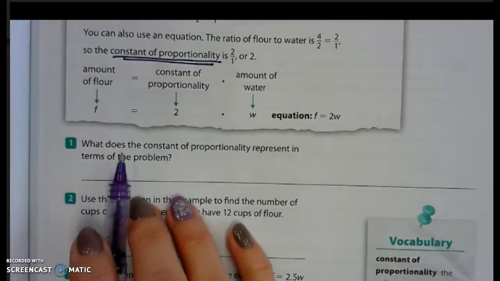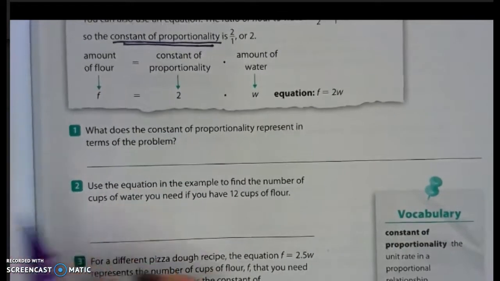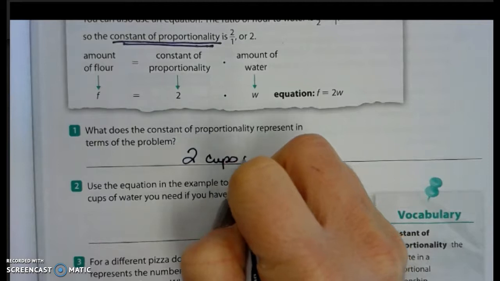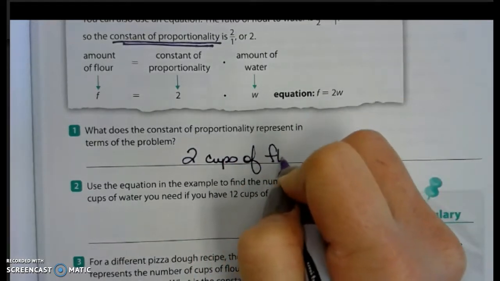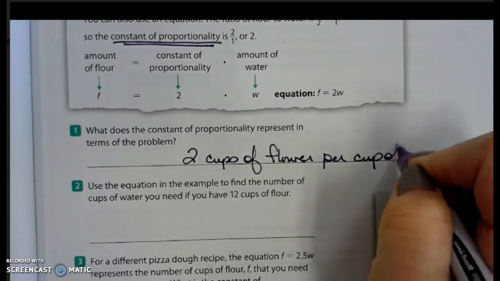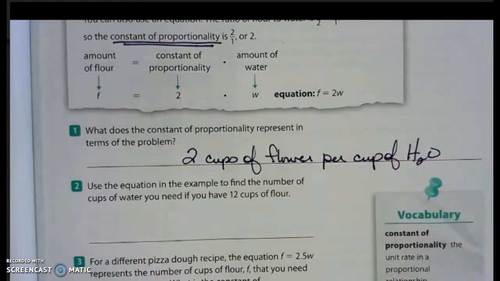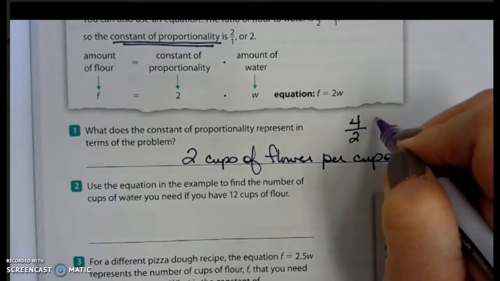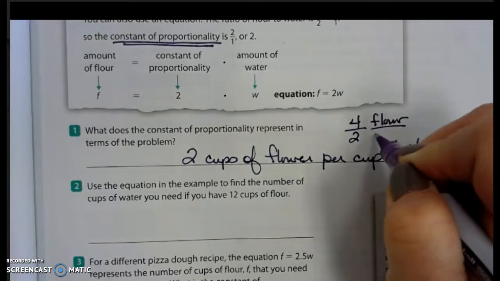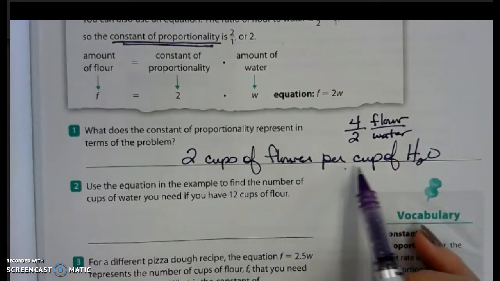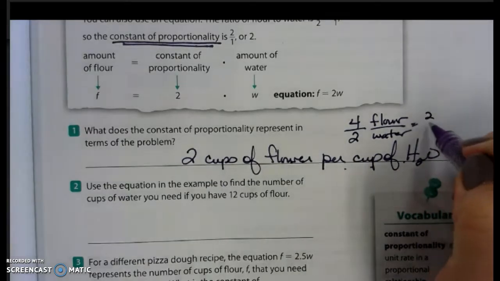Number 1, what does the constant of proportionality represent in terms of the problem? It represents 2 cups of flour per cup of water. When you're trying to decide what it represents, the ratio itself was 4 over 2. That was 4 cups of flour and 2 cups of water. So you just write it out in words. That's 2 cups of flour for every 1 cup of water. And I did do that in reduced form.